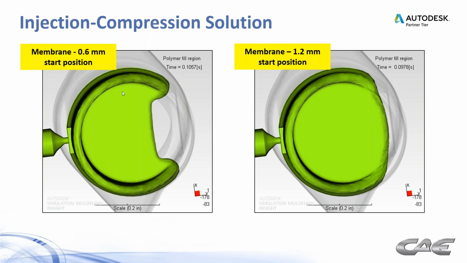So here's what the flow front looked like when our start position was at 0.6 millimeters. So still looking at a little bit of backfilling. And then we ended up with 1.2 millimeters to get a nice even flow across that membrane. That membrane was very important, a very functional piece in this medical part.